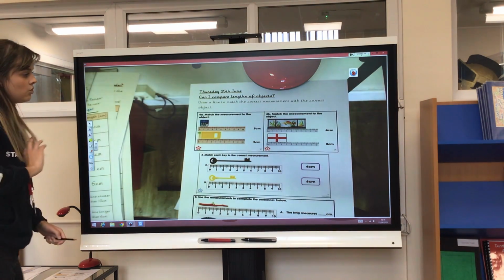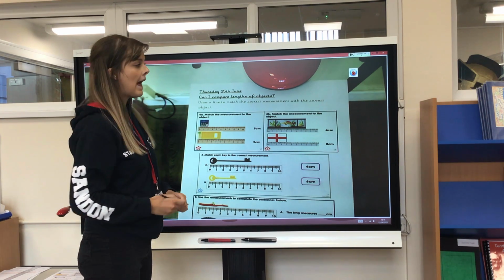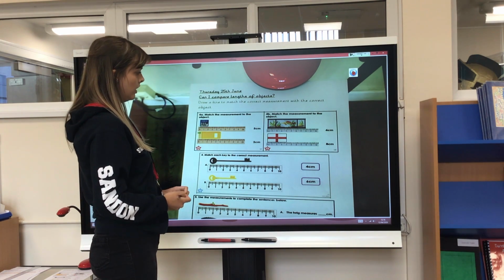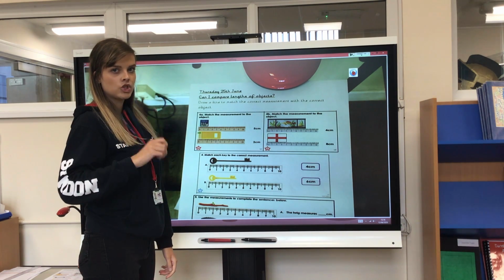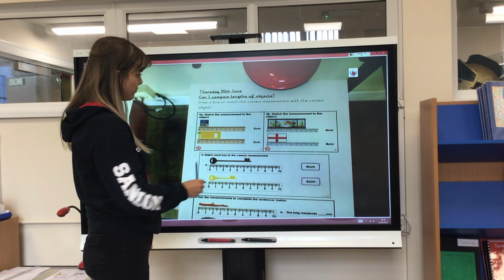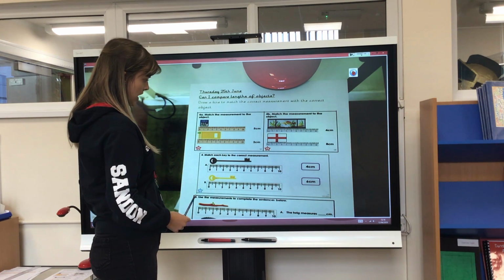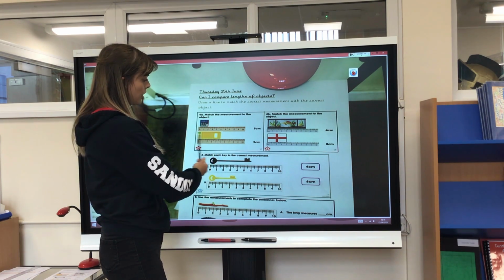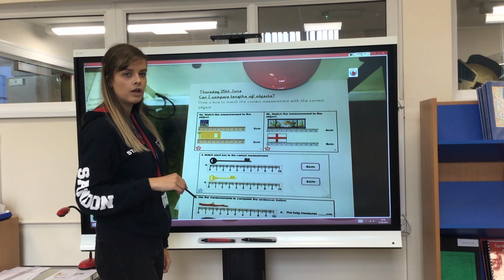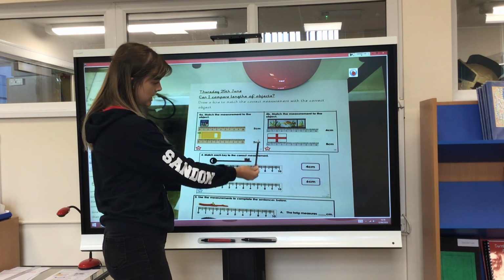Now what we're doing is you're going to see if you can use your knowledge of measurement to compare lengths. Now, I've tried to make it a little bit more tricky so that you can use your knowledge. What you have to do is match the measurement to the object. So you're going to compare these lengths and you're going to measure them so that you can match up the correct length with the correct measurement here.